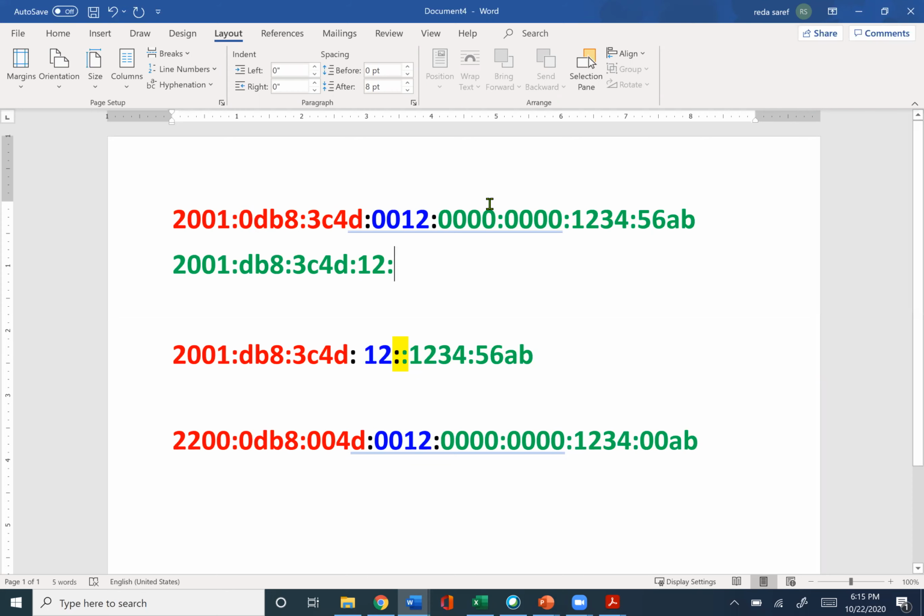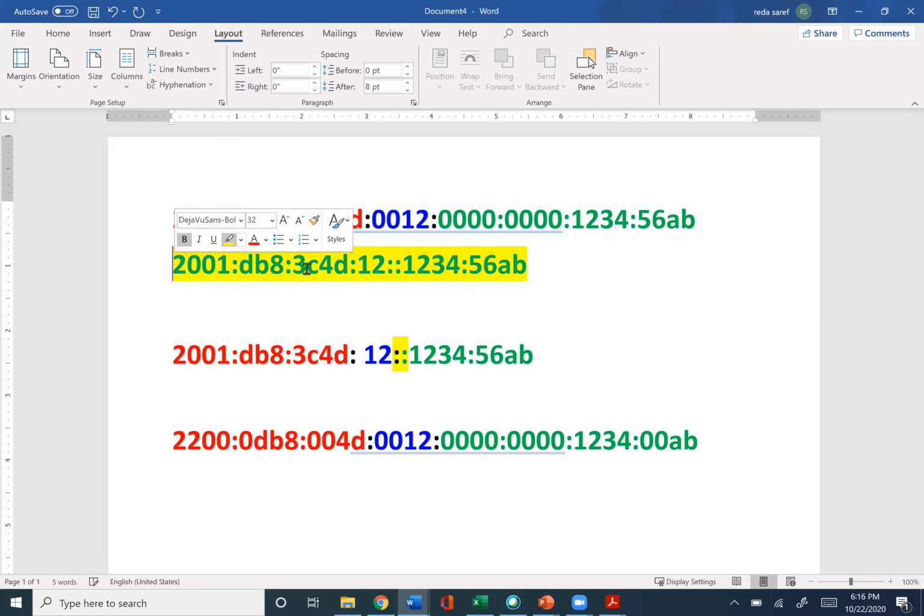And then we have a first set and second set of zeros. These can be compressed and represented by a double colon. The double colon means the compression of two octets of zeros. Correct, yes. And then a colon, and then we have 5, 6, AB. So this one right here is just an abbreviation of this one. They both mean the same IPv6 address.